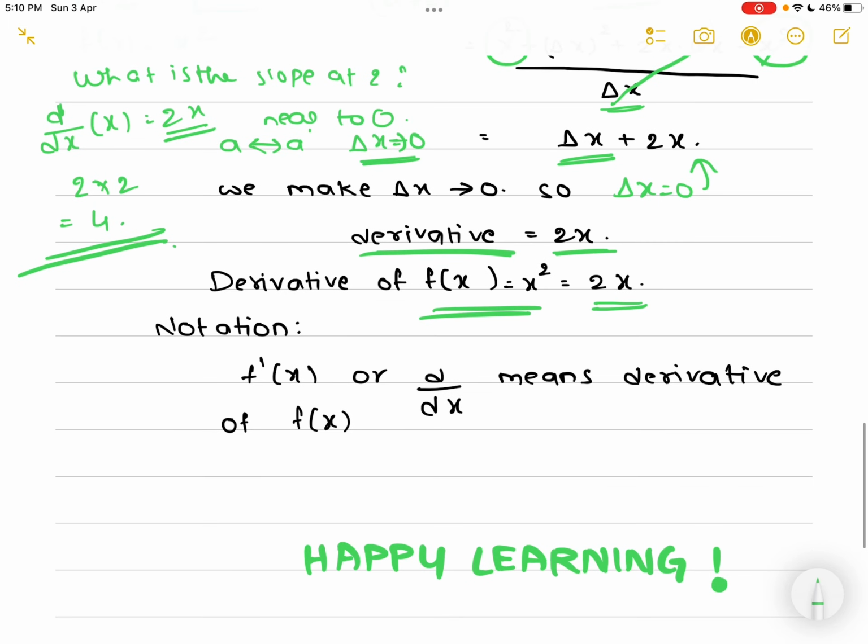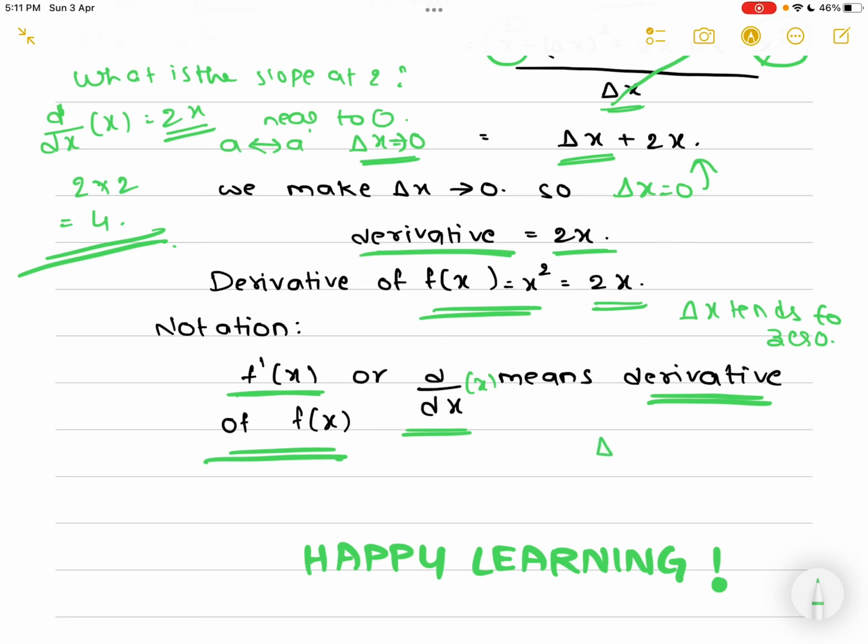Okay, so there is a simple notation that we use. We won't write every time that delta x tends to 0. A derivative of f of x is represented as f dash of x or d by dx of f of x. That means the derivative of f of x. Also, delta x tends to 0 is written as dx.